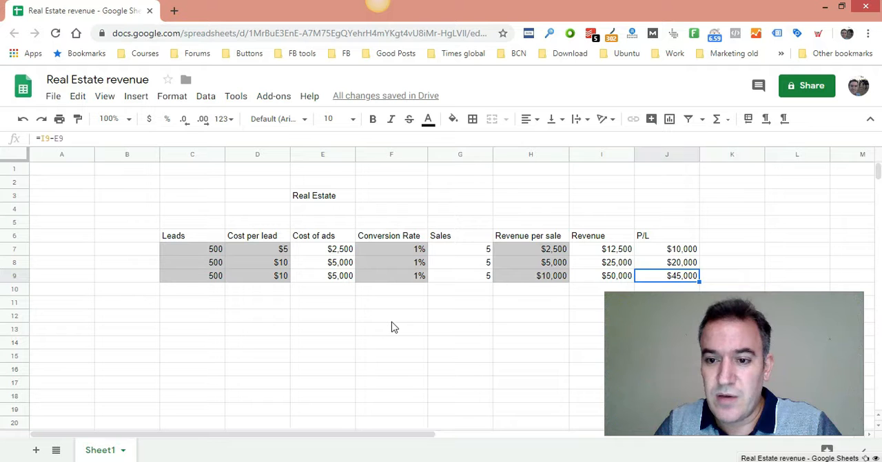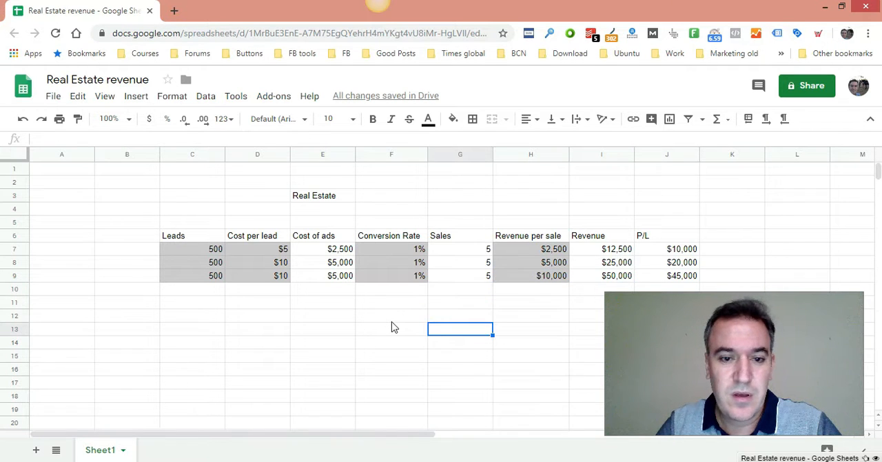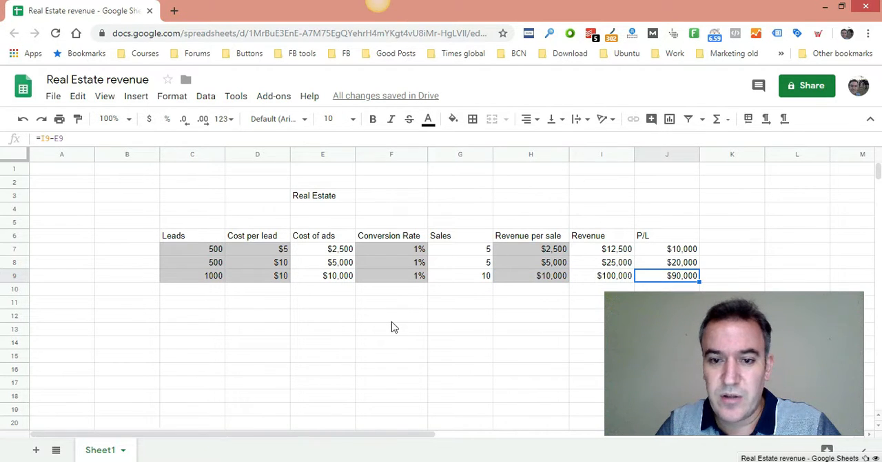So now with these numbers you can imagine how much you can make with Facebook ads. Let's suppose here 1000 leads. This is a profit and loss of 90k. Of course, you have to have good skills and you have to know how to sell a house in order to make this much money. The Facebook ads part is really the easiest part of this whole system.